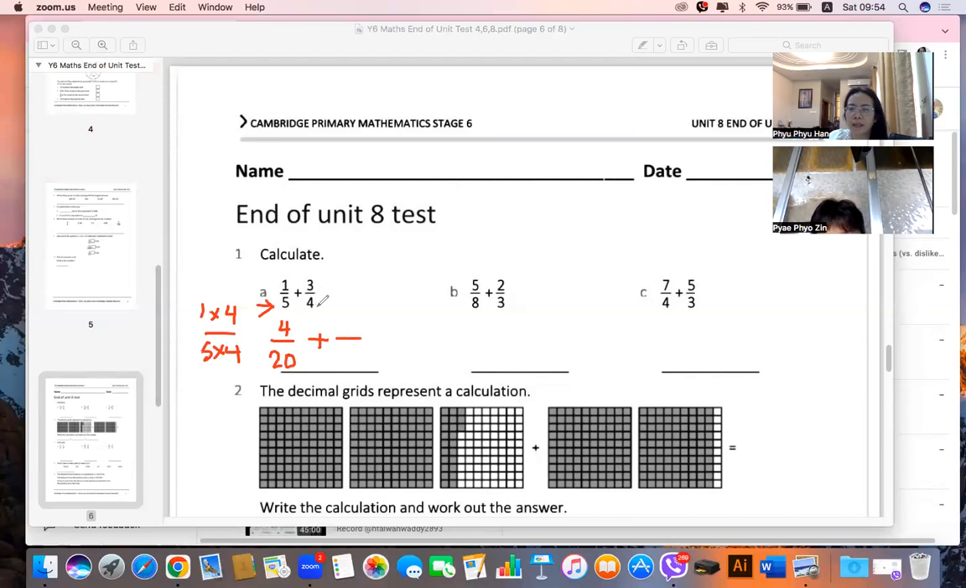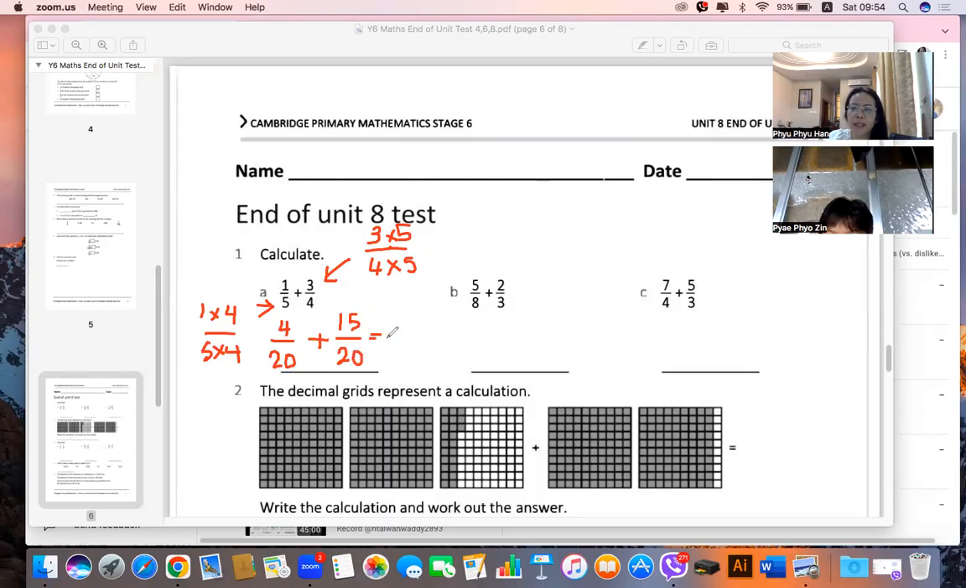Now we will multiply. This 4, we need to multiply with 5 to be 20, right? So 3 by 4. Yes, because we want to make this denominator to be 20, we multiply with 5. 15 by 20. Yes, 15 by 20.